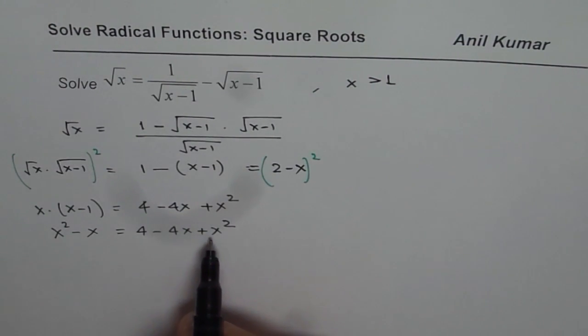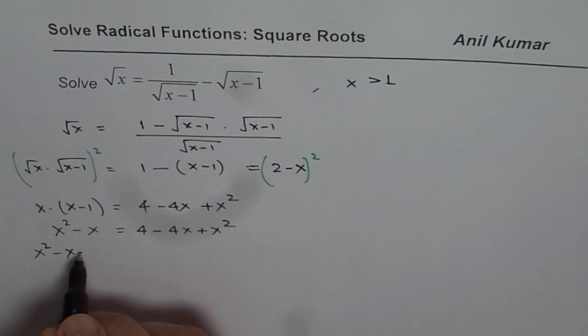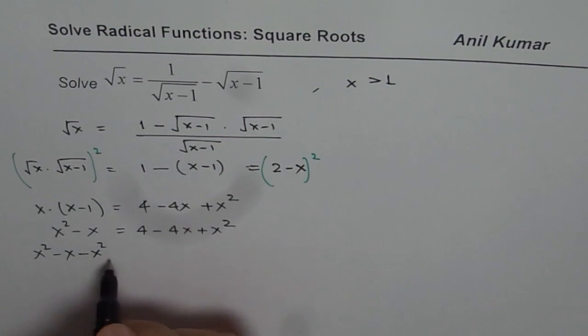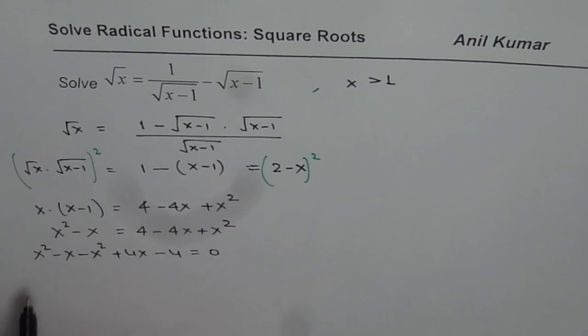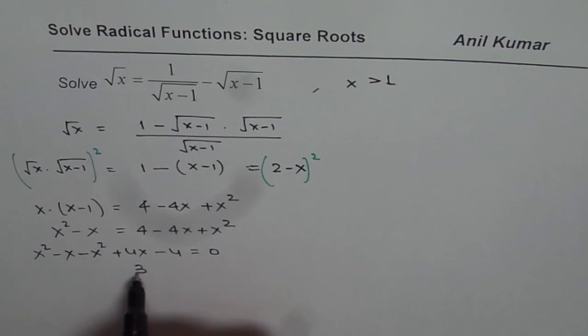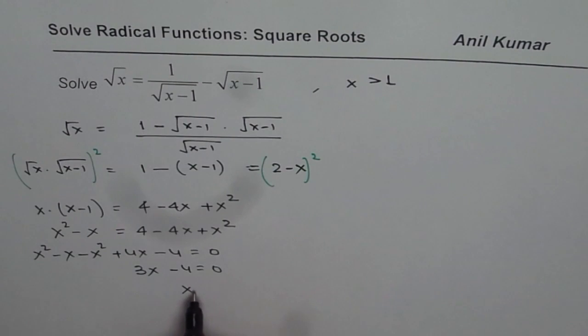Let's bring all the terms to one side. So we have x squared minus x minus x squared plus 4x minus 4 equals 0. x squared minus x squared is 0. Minus x plus 4x is 3x. So 3x minus 4 equals 0. And that gives you 3x equals 4, or x equals 4 over 3, right?